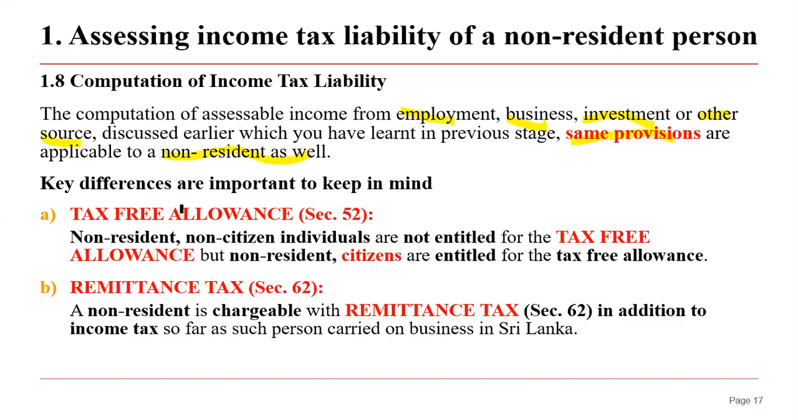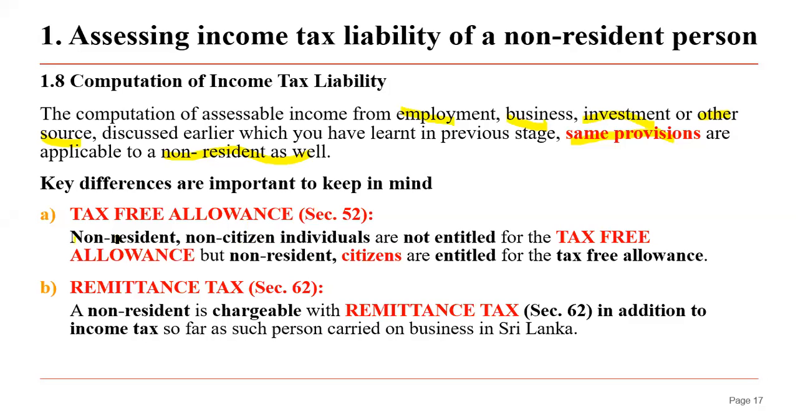So the key differences are important to keep in your mind. The one is the tax-free allowance. I will explain through the whiteboard how the tax-free allowance is applied for a non-resident. Tax-free allowance is one of the key areas you need to remember when it comes to non-resident persons. You need to categorize, and I will ask questions because you also need to engage with this lesson. So how do we determine the tax-free allowance for non-residents and citizens?